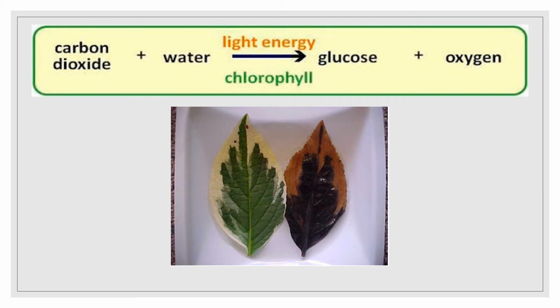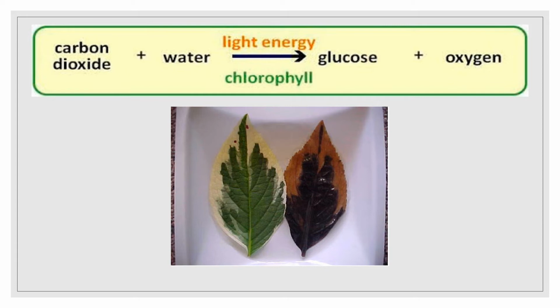So as you can see in this picture, we have two leaves. The first leaf, the leaf on the left side, is green and yellowish in color, and the leaf on the right side is dark blue-black and brown. So wherever you see the green part, you can see that on the leaf on the right side, that area has turned blue-black. Blue-black is nothing but a dark bluish black color. So that is because that part of the leaf has starch.